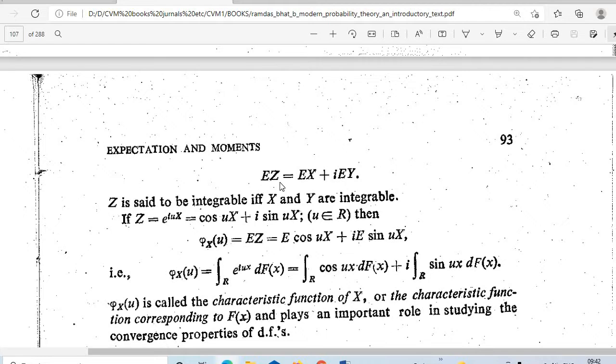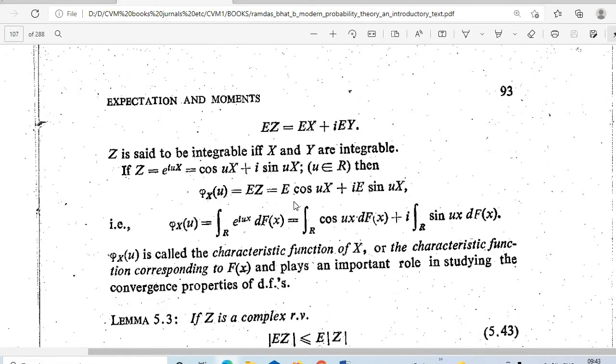Now we can define the expectation of z equal to the expectation of x plus i times the expectation of y. So when the expectation of x and the expectation of y exist, then the expectation of z exists. That is, z is integrable if and only if x and y are integrable. Now we can rewrite the equation like this.